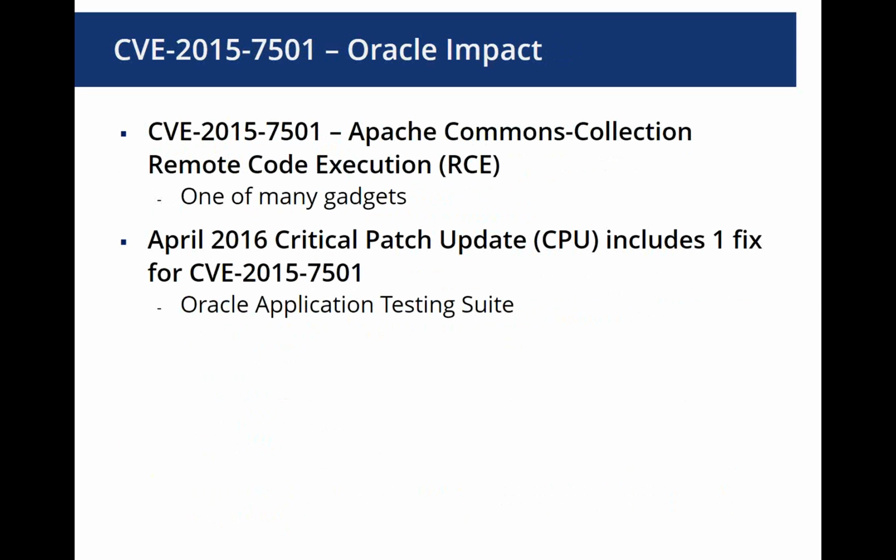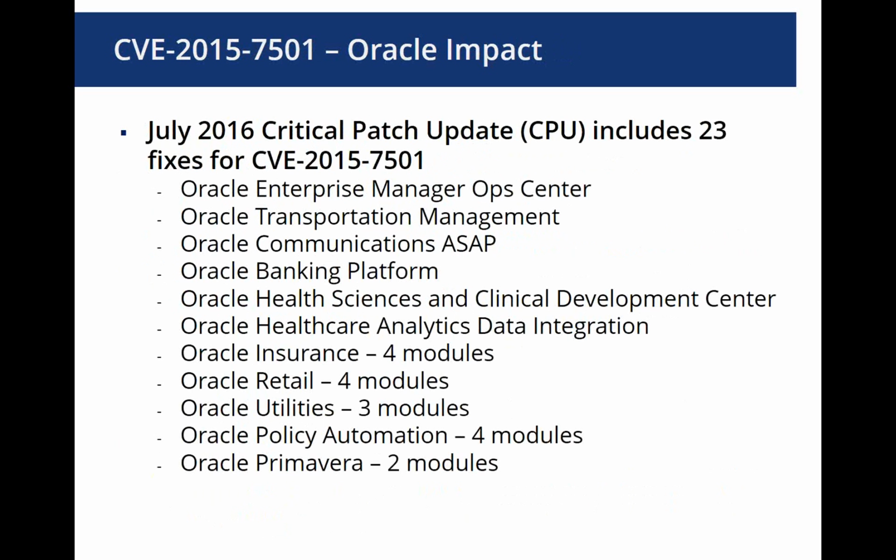So Oracle did go through all its code stack and said, okay, in all our applications, where are we using this Apache Commons Collection? So they first fixed it within the WebLogic. Then they also now started looking at all their other applications. So as part of the April 2016 CPU, they fixed it in the Oracle Application Testing Suite. So again, we're now starting to close the gadget holes. But then in July 2016, they found more places.